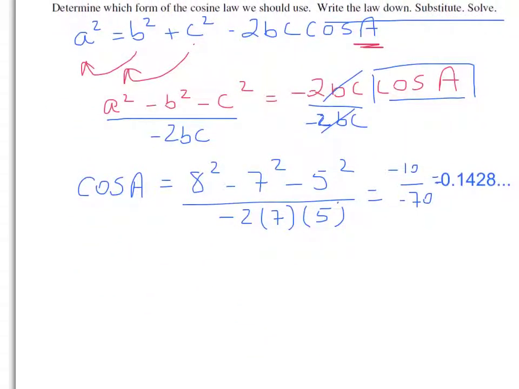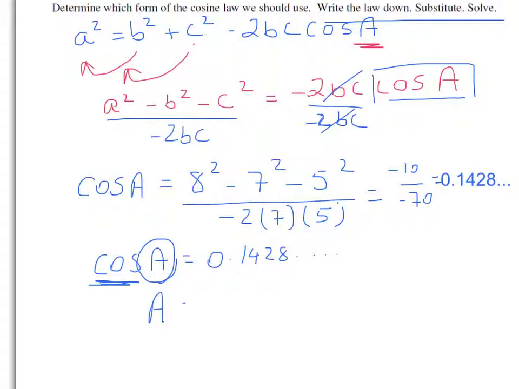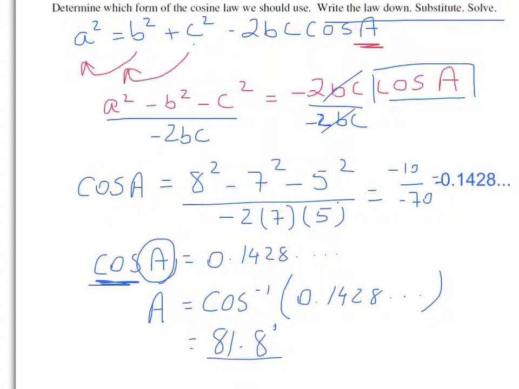So we're not quite done yet. We figured out that cos of A equals 0.1428 dot dot dot. But we need to find angle A. So we need to get rid of this cos. Remember from the last section, to get rid of cosine or tan, we do what's called the inverse cos. So cos -1 of 0.1428, and you end up with 81.8 degrees. I just rounded to the nearest tenth, and that's that.